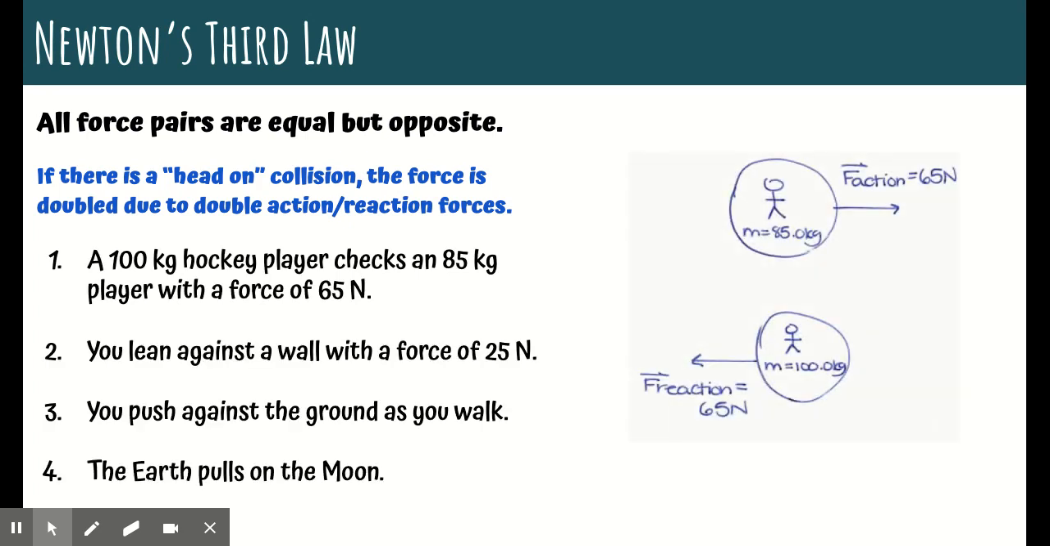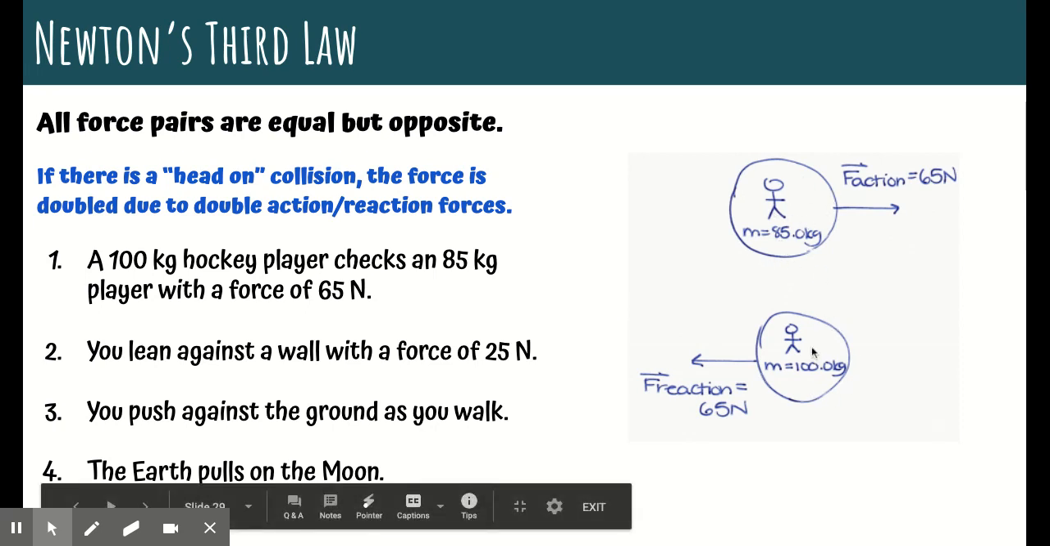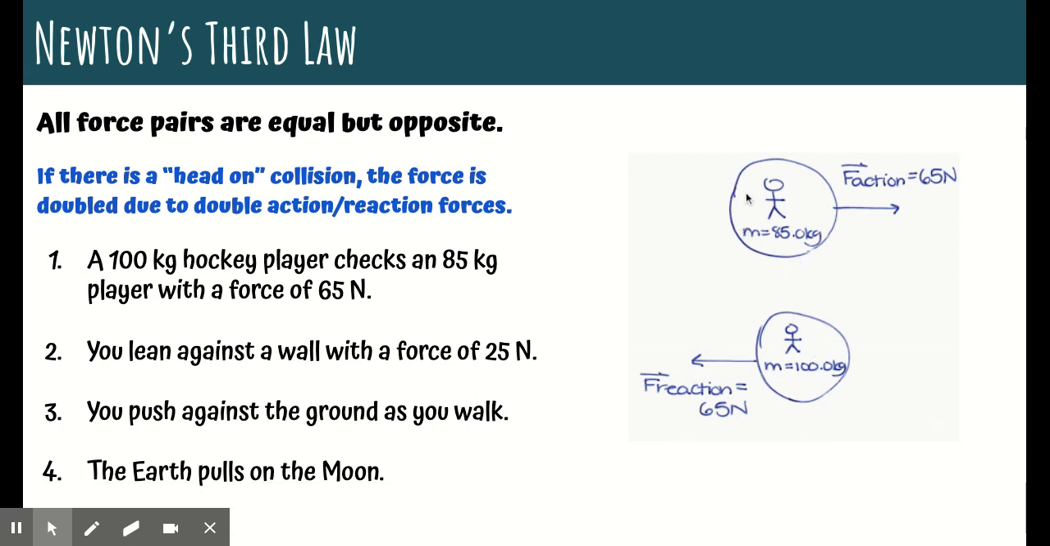First one, a 100-kilogram hockey player checks an 85-kilogram player with a force of 65 newtons. So we have the two hockey players. This is your 85-kilogram player, and you have your 100-kilogram player. The 85-kilogram player is providing an action force of 65 newtons, and since he's receiving the action force of 65 newtons, I should say, because the 100-kilogram hockey player ran into him.